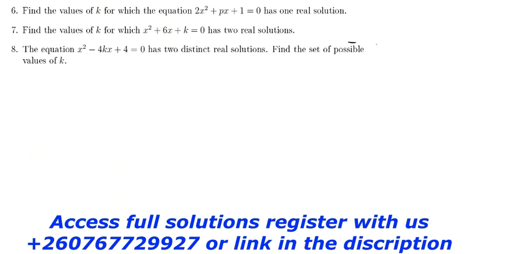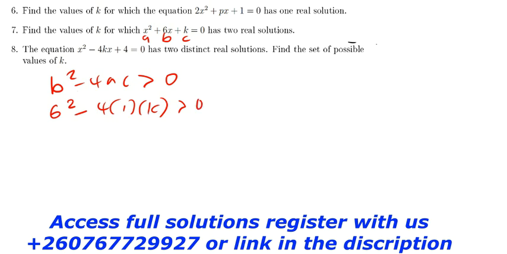Now let's go to question 7. Has two real roots. Two real roots. What did I say? If we're talking about real roots, then we're talking about greater than. Okay, so then I'll do the same. The discriminant b squared minus 4ac greater than 0. So this is a, this is b, this is c. b is 6 squared minus 4, a is 1, c is k, greater than 0. 6 squared is 36.